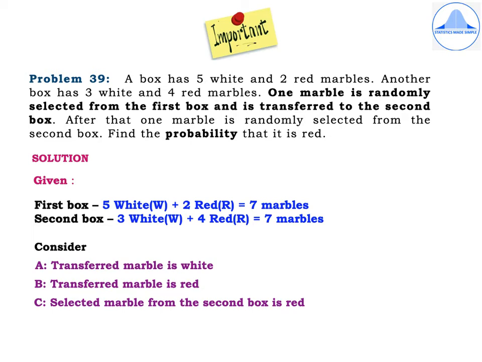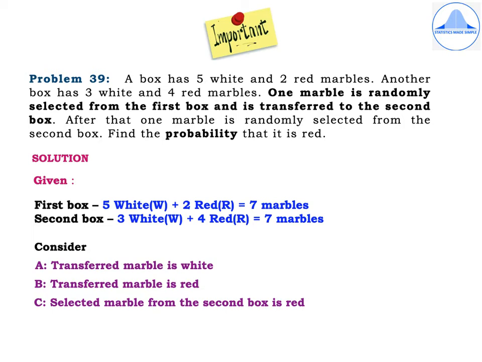Starting with the solution, first we'll write down what information is given. First box has 5 white and 2 red, so the total number of marbles is 7. The second box has 3 white and 4 red, so the total number of marbles is again 7. I will now explain how to define the events for such a type of problem.